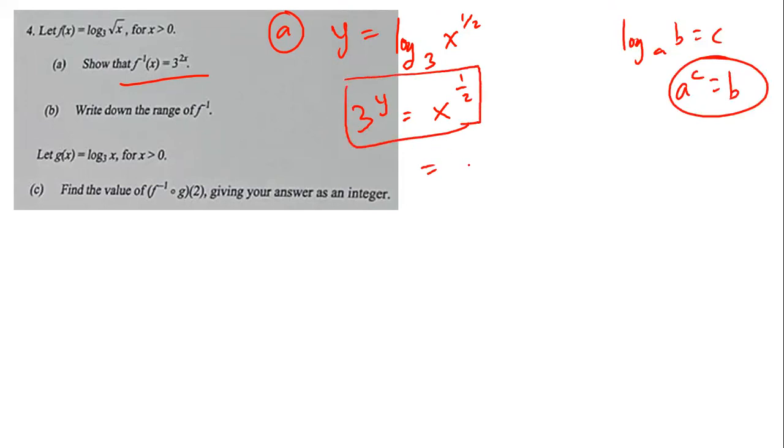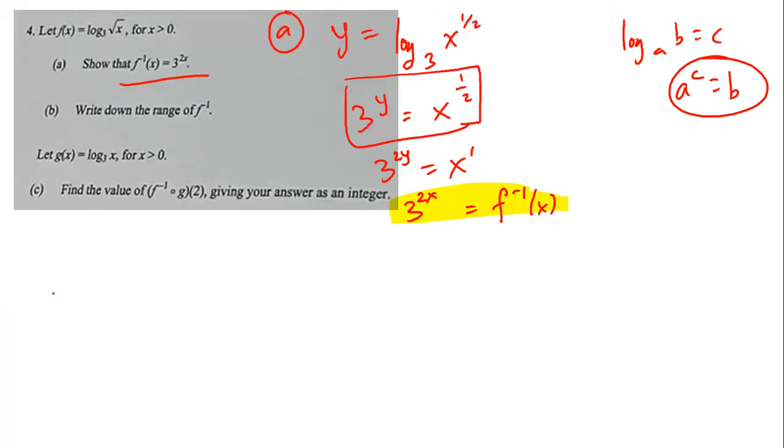Nah, ini artinya kan kita kuadratin ya. Kita kuadratin jadi 3 pangkat 2y itu jadi x pangkat 1, seperti itu. But you have to write back as f inverse x is equals to 3 to the power of 2x. Yeah, so proof.